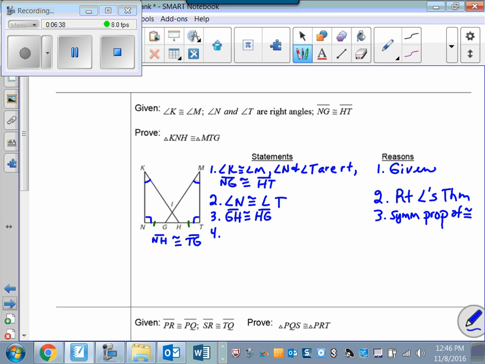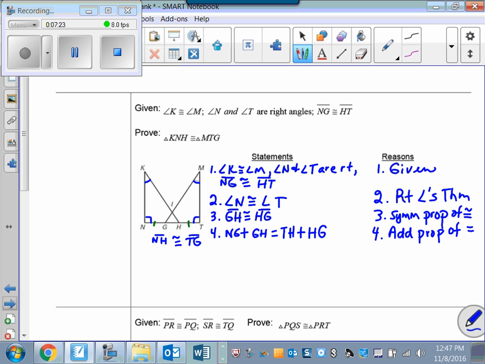And then what does that let me do? Well, that lets me add GH or HG to both sides. So if I say NG plus GH equals TH plus HG, I can do that by the addition property of equality, because all I did is add HG to both sides.